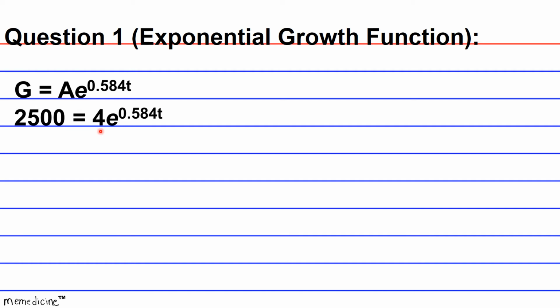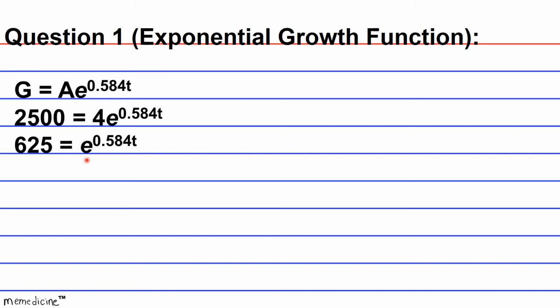The next thing that you're going to do is divide by 4 on the right-hand side and the left-hand side, getting rid of it on the right-hand side of the equation. And we're doing this so that we can isolate the exponential term. So when you do so, you're going to get 625 equals e raised to the 0.584t.